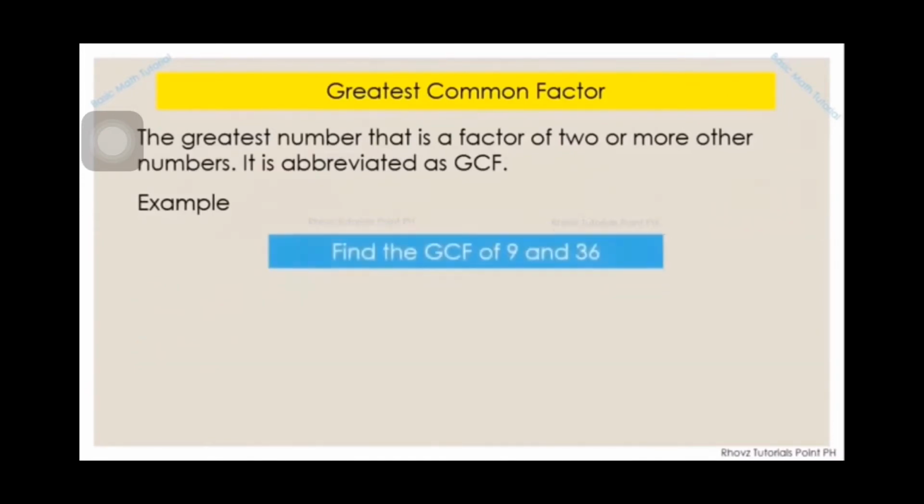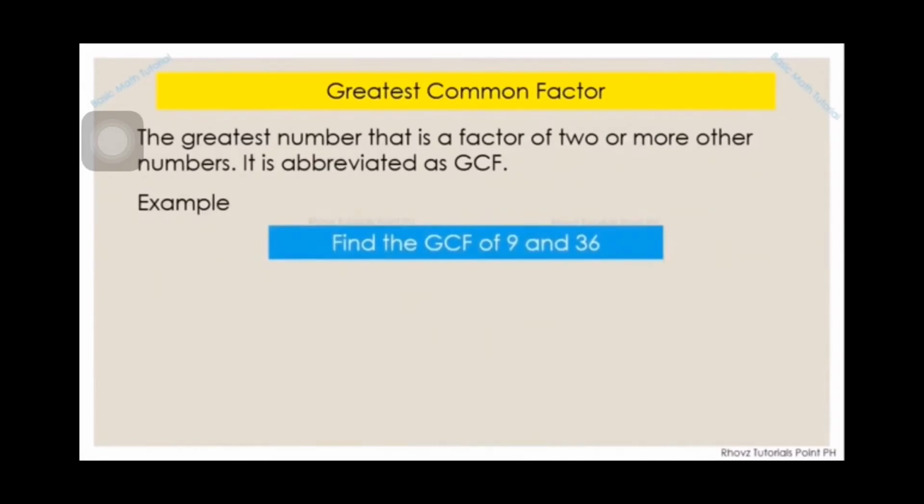Another example is, we are going to find the greatest common factor of 9 and 36. In step 1, we are going to list all the factors of 9. We have 1 and 9, because 1 times 9 equals 9. We also have 3 and 3, because 3 times 3 equals 9.